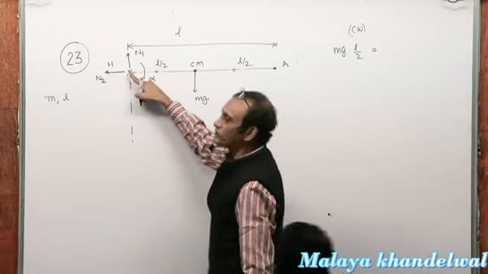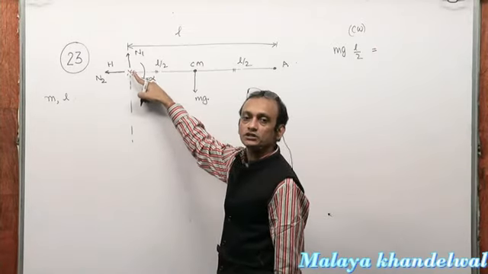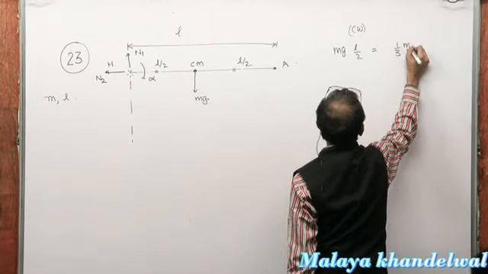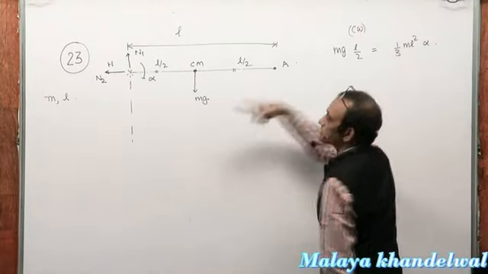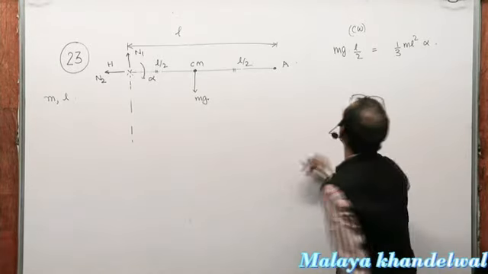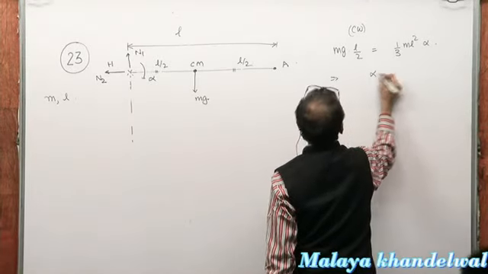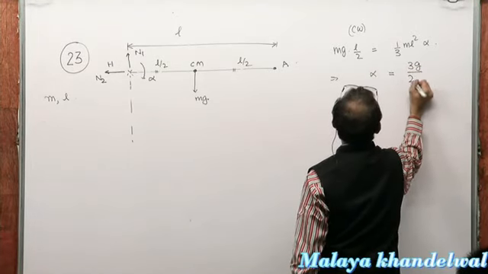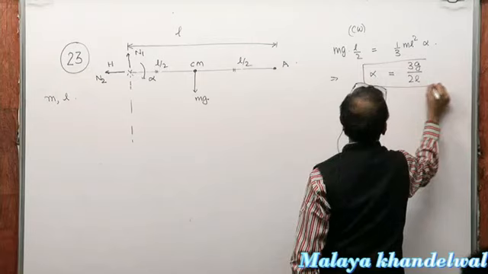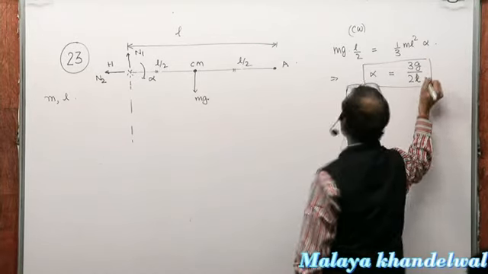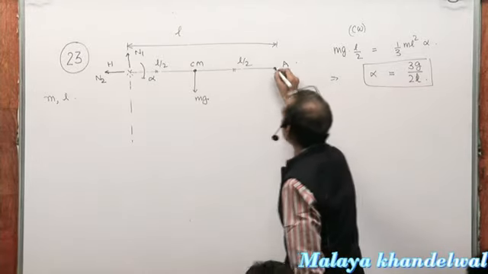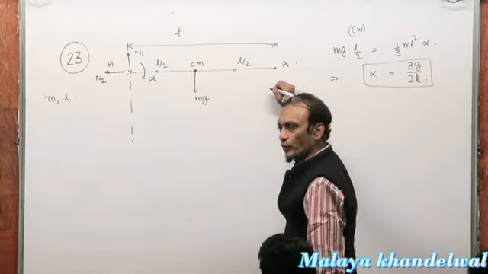That must equal I about the hinge times alpha. What's I about the hinge? 1/3 mL squared, into the angular acceleration alpha of the rod. So that gives me alpha equal to 3g by 2L, the angular acceleration of the rod. Now, look at the point A.